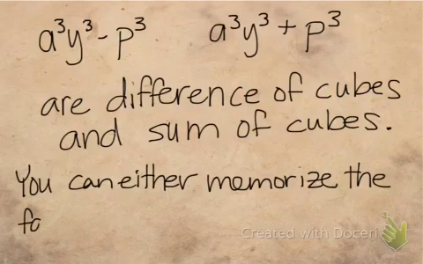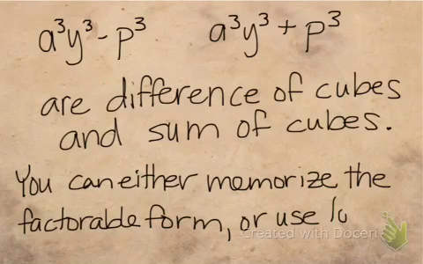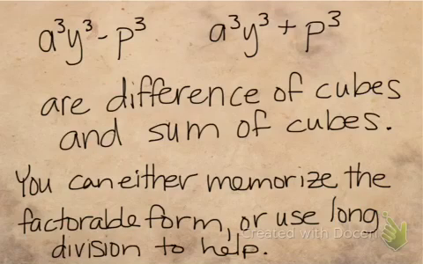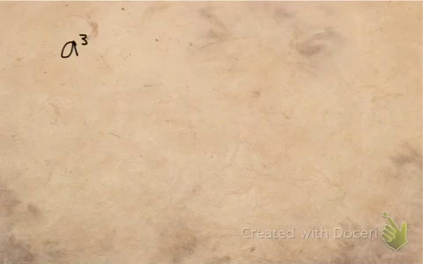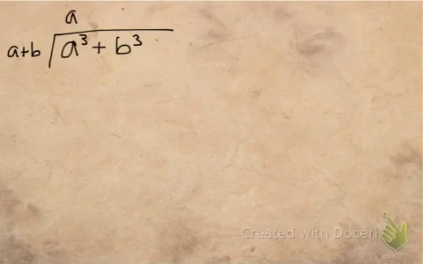There are a couple of ways to go about this. One is just to memorize the factorable form. If you can't remember the factorable form, you can use long division, but it should be pretty simple to remember the factorable form. Here's using long division just in case. So a cubed plus b cubed divided by a plus b.